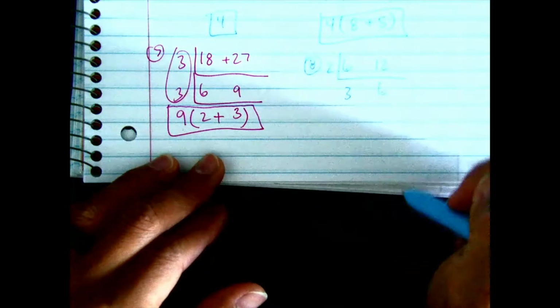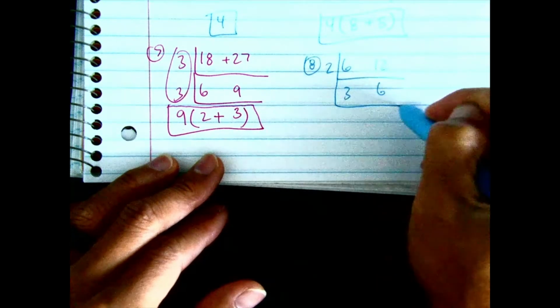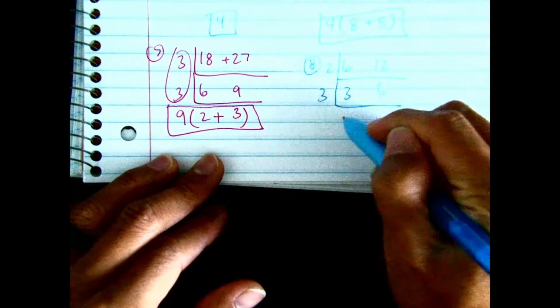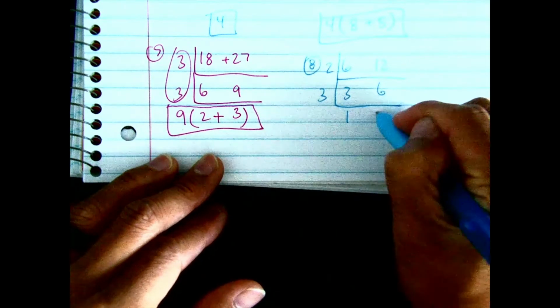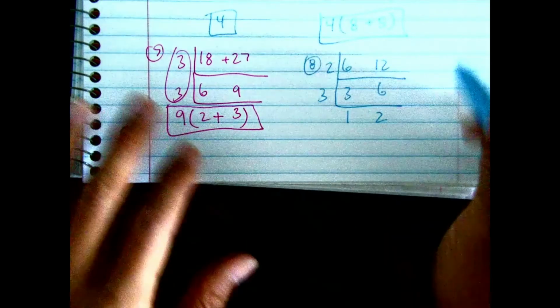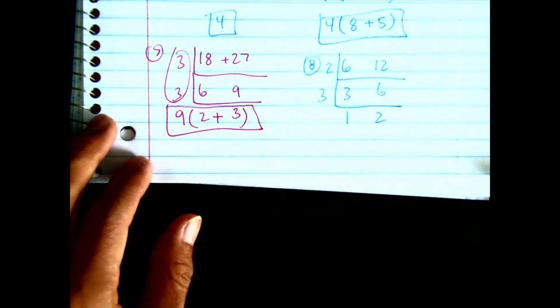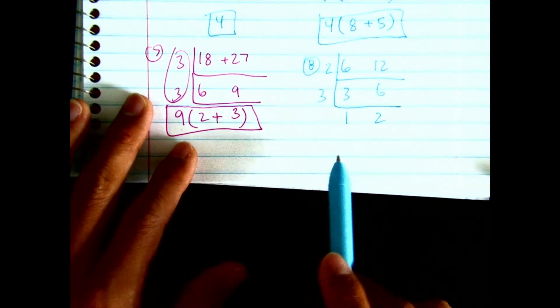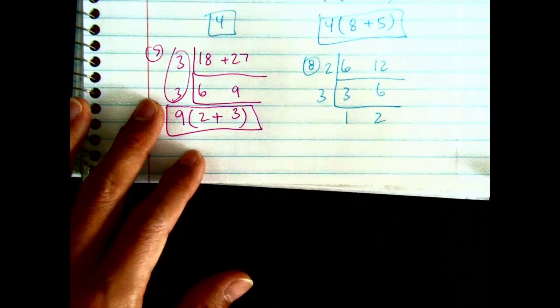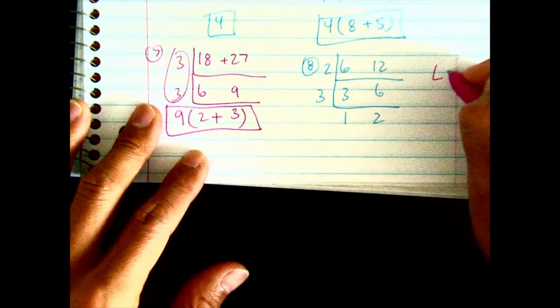And can we divide both 3 and 6 by something? Yes, we can. They're both divisible by 3. 3 divided by 3 is 1. 6 divided by 3 is 2. Can you divide both 1 and 2 by anything? No. So that's going to be where our ladder stands. So what do we do from here? Well, we're looking for the LCM, correct?